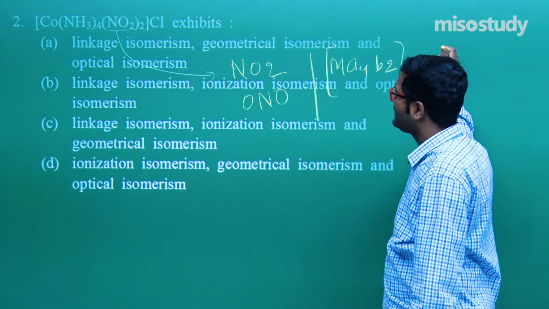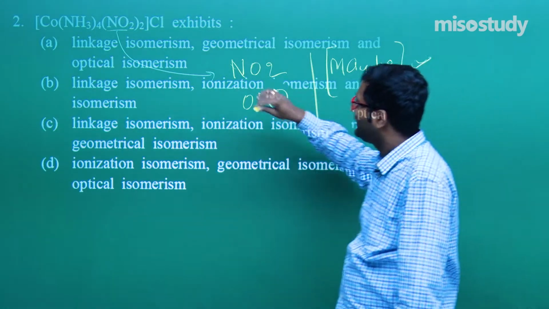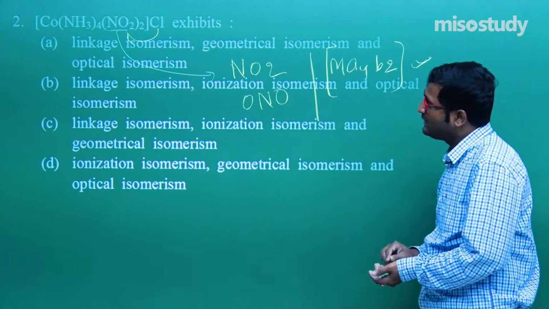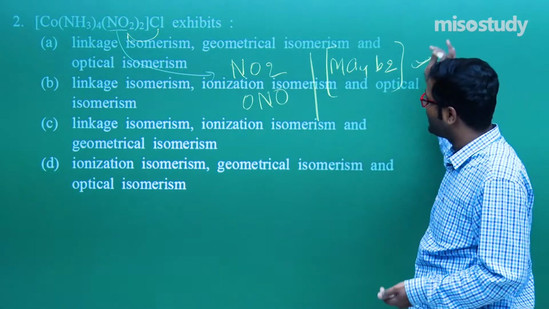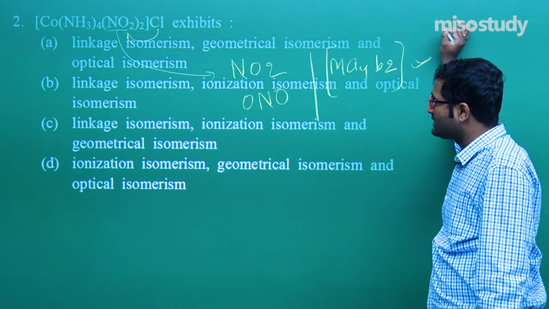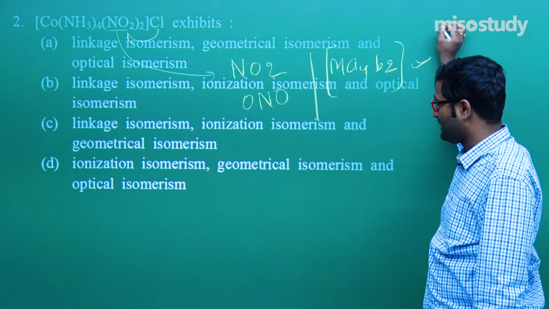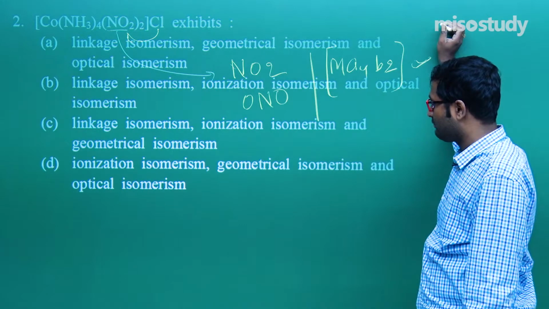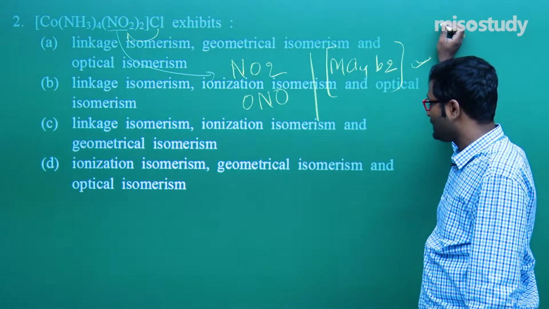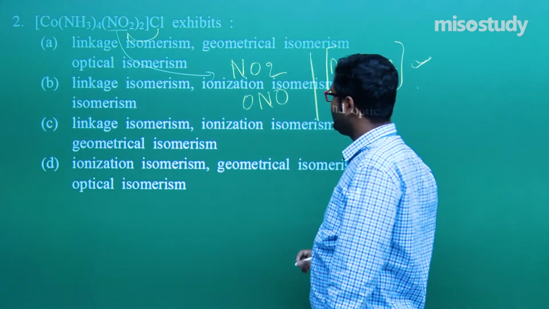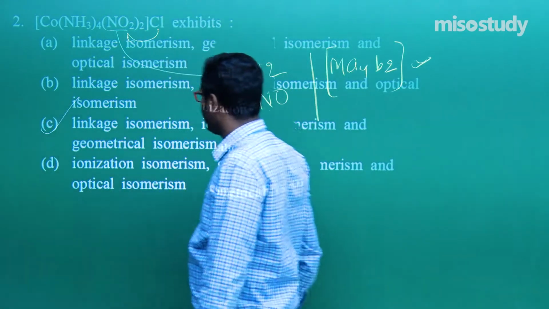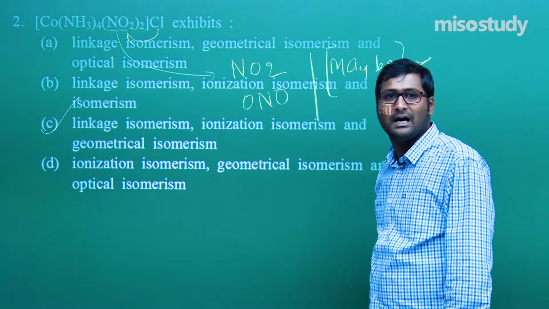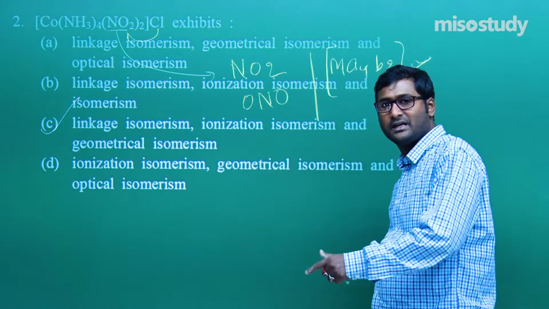Ionization isomers, yes. NO2 has a charge and these will exchange, so ionization isomers are possible. So in this case what will happen? Linkage isomer possible, geometrical isomer possible, and ionization isomer is possible. So which is the correct option? Linkage, ionization and geometrical. So C is the correct option. Clear to you? Linkage, ionization and geometrical isomerism. This is the clear explanation.